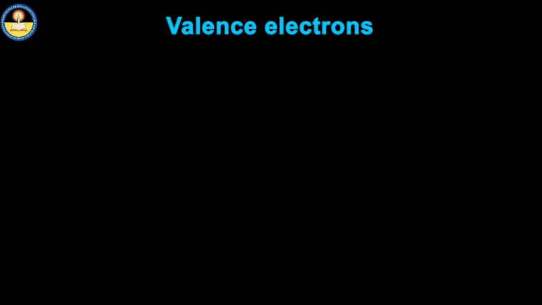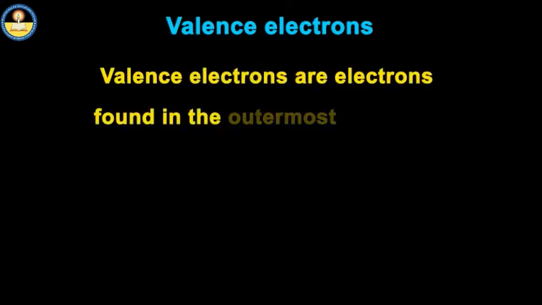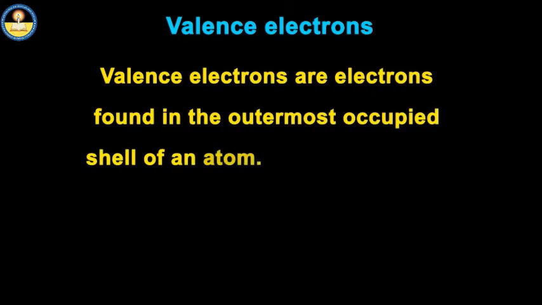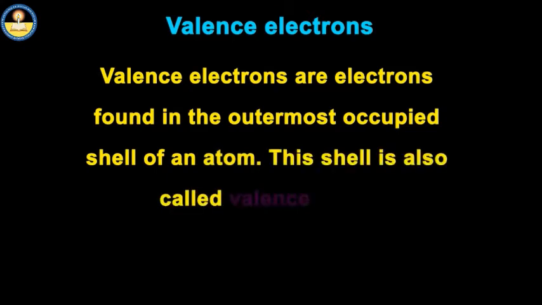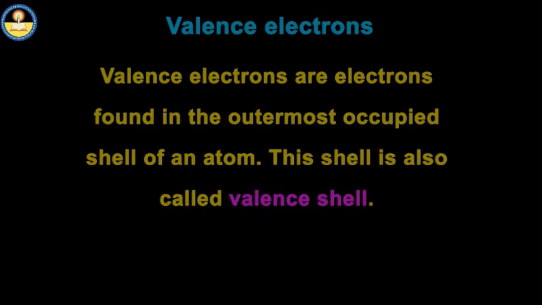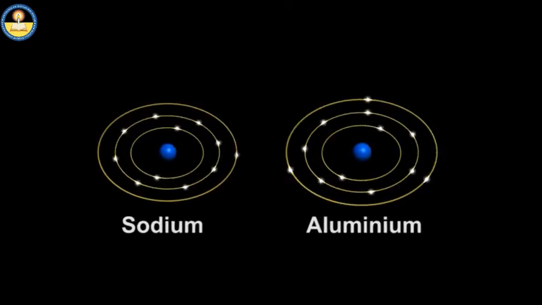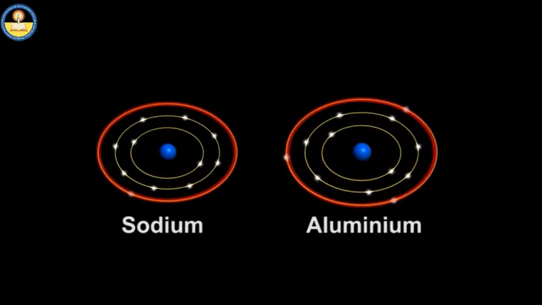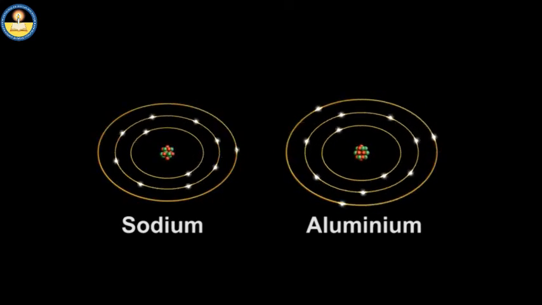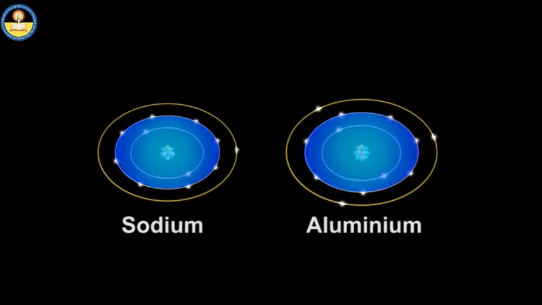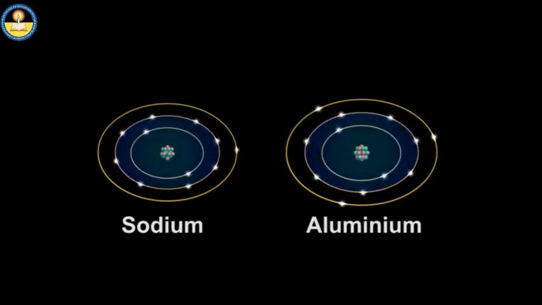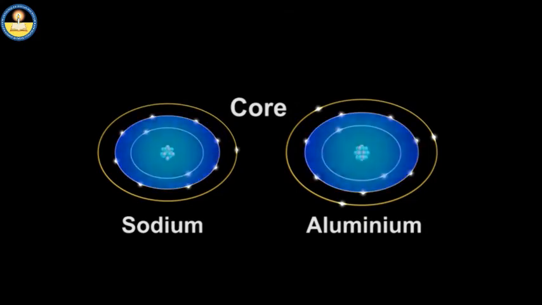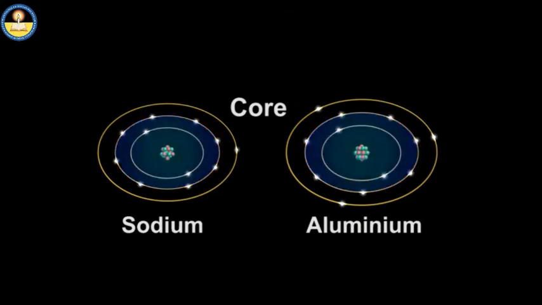Let us now learn about valence electrons. Valence electrons are electrons found in the outermost occupied shell of an atom. This shell is also called the valence shell. The number of electrons present in the last incomplete shell is responsible for the chemical properties of an atom. The remainder of the atom, that is, the nucleus and the inner shells, constitute the core and are normally not responsible for the chemical properties of an atom.